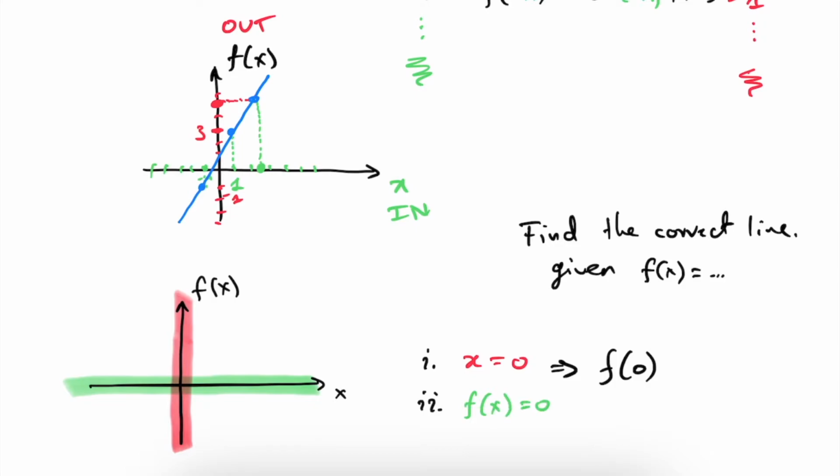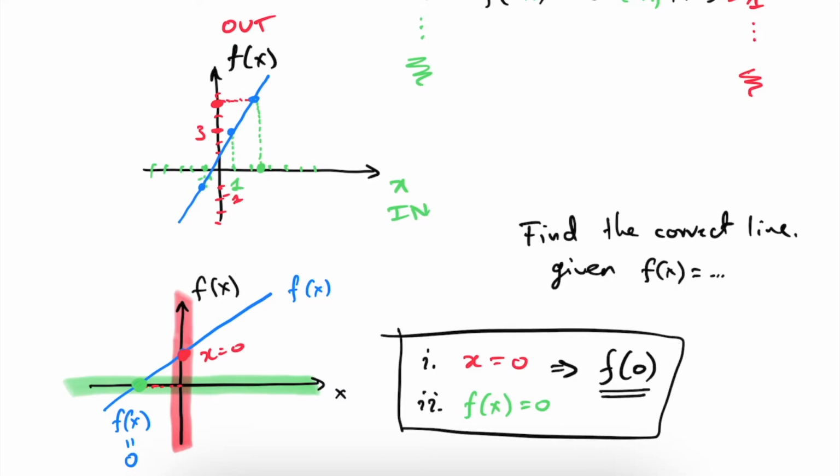Let's take any random line now. So let's say that this is our f of x now. So at this point, our f of x is equal to 0, right? Because if we track this point horizontally, we get to 0. Likewise, this point is the function where x is equal to 0. So these are our 2 points that we need to find: f of 0 and where f is equal to 0.